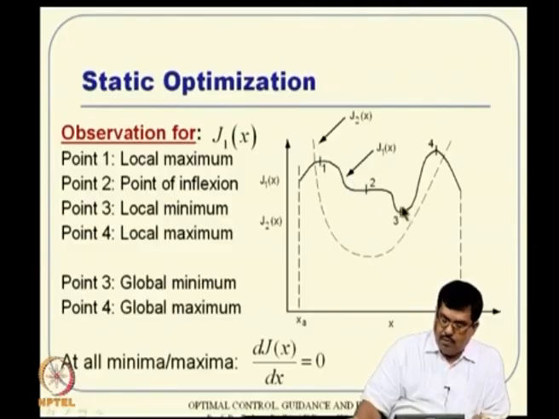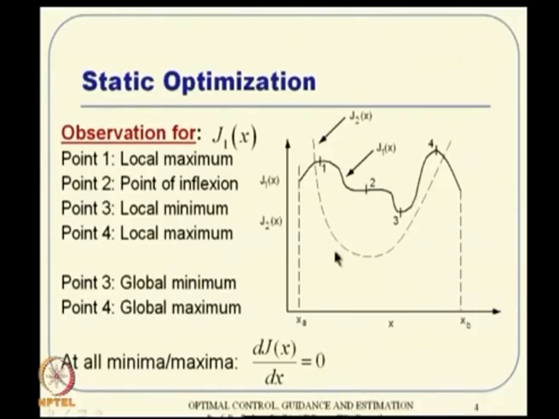We can also see that point 3 turns out to be the global minimum, and point 4 turns out to be the global maximum, because nothing else is bigger than that in this domain, from x_i to x_v. But when you talk about global maximum, typically x_i and x_v are also not there; in other words, you talk about minus infinity to plus infinity. But within this domain, you can think that 4 happens to be the global maximum and 3 happens to be the global minimum.